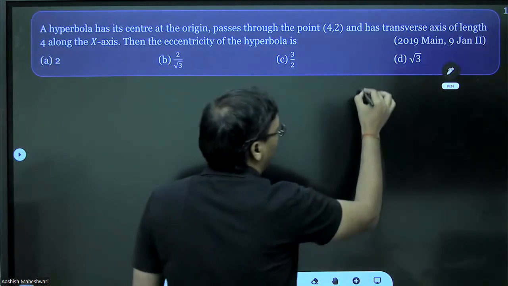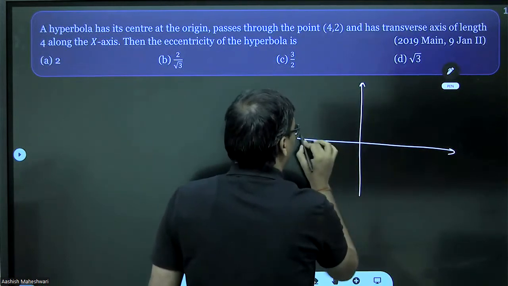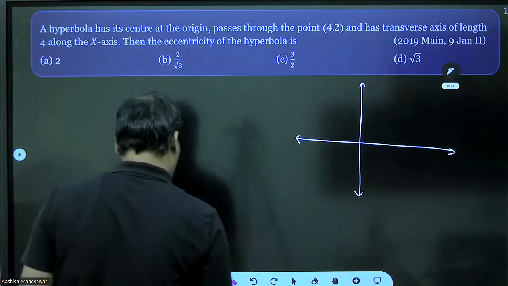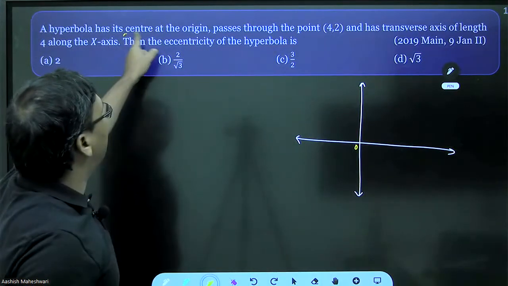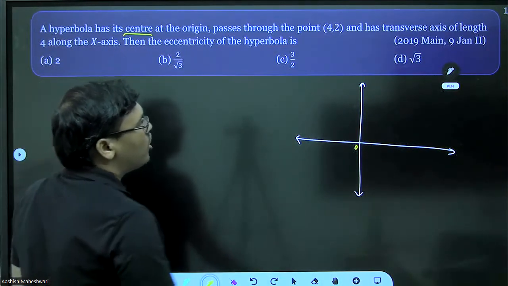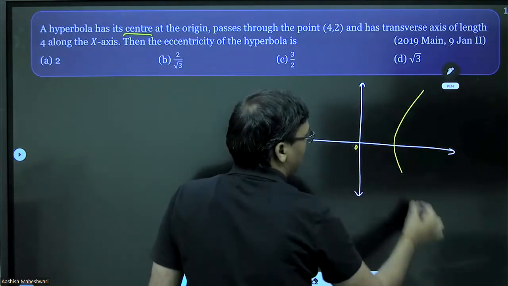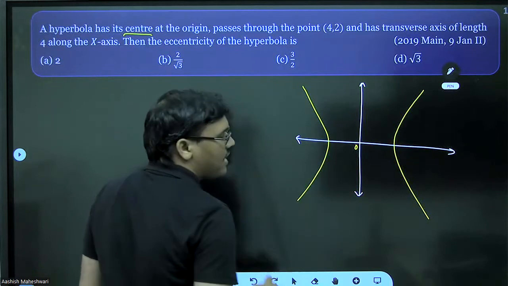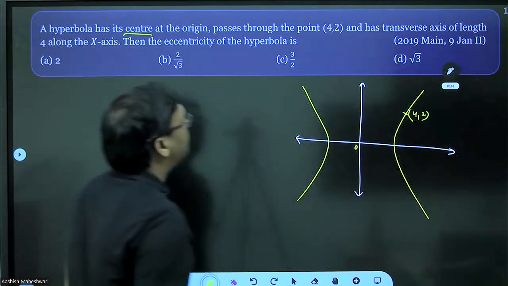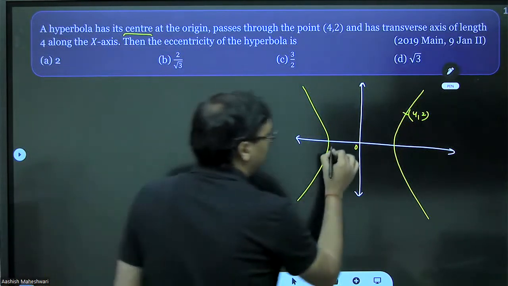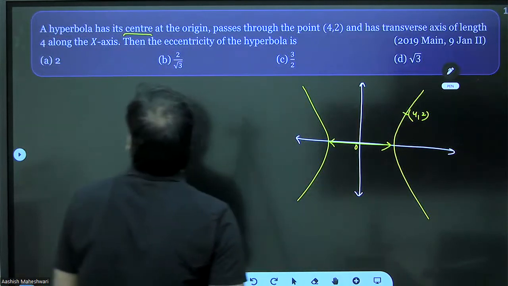So basically again we are talking about the standard hyperbola. You can see you have a hyperbola which is centered at origin. It passes through 4, 2 and has transverse axis of length 4 along x-axis. That means we are talking about a standard hyperbola. This is passing through some point 4, 2. The length of the transverse axis is given to you. This is equal to 4.